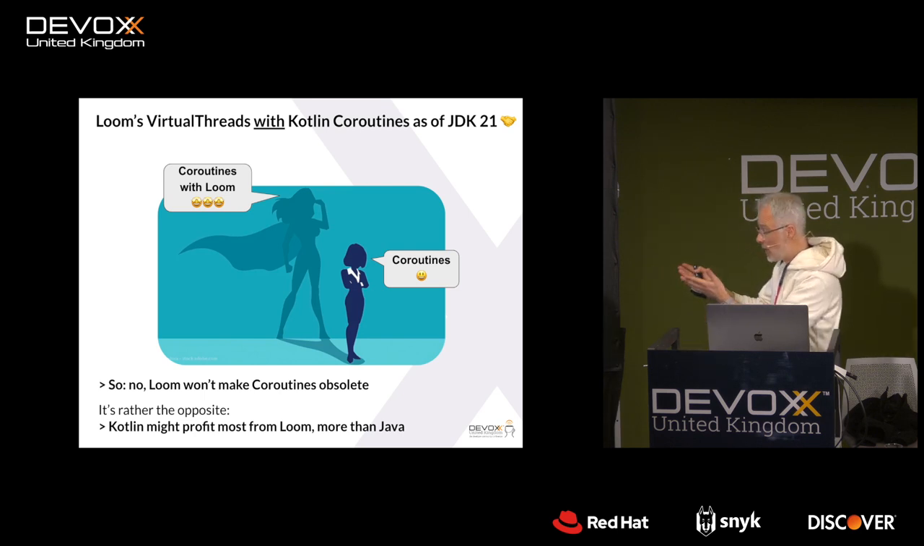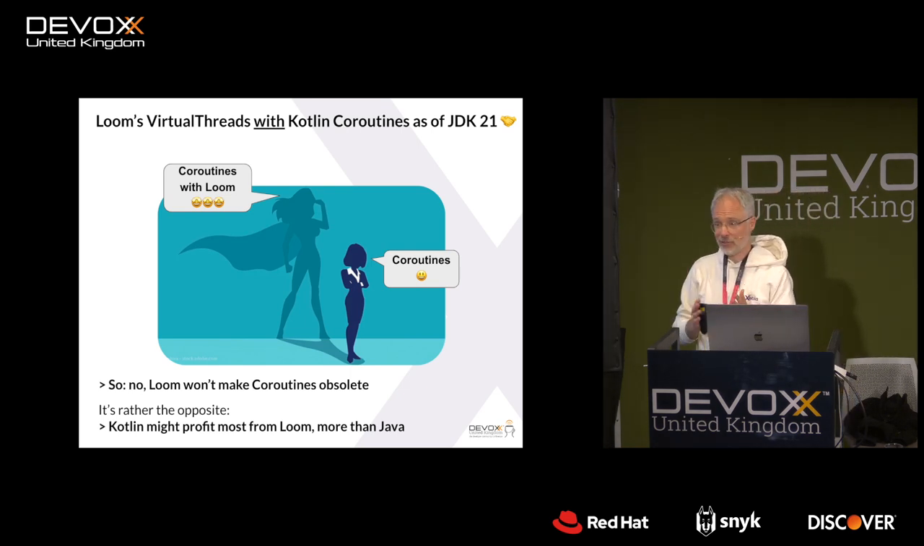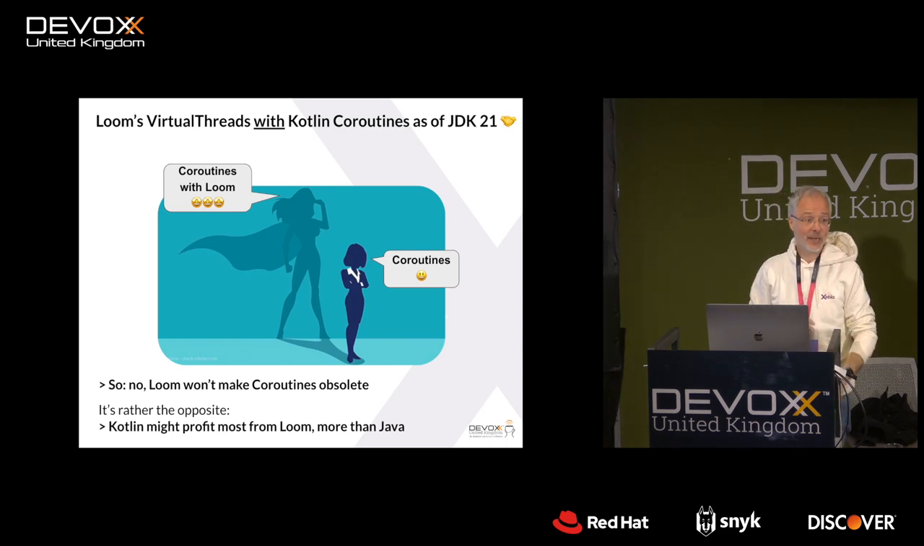Even so for Java, especially if you use these thread-per-request architectures, you also get a performance improvement without doing anything except upgrading a JVM. That's, of course, also an awesome thing. So for both languages, it's a big improvement.